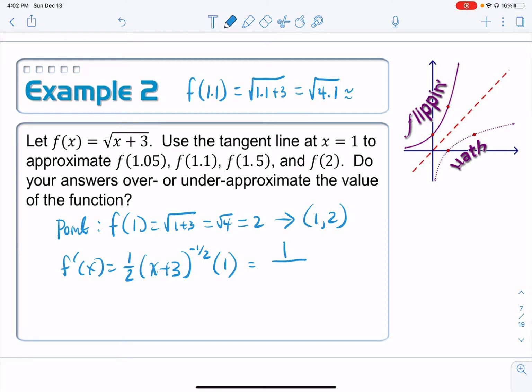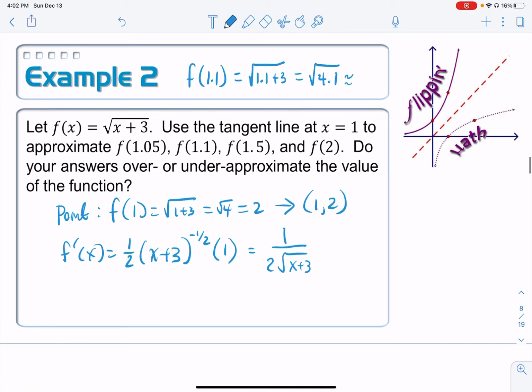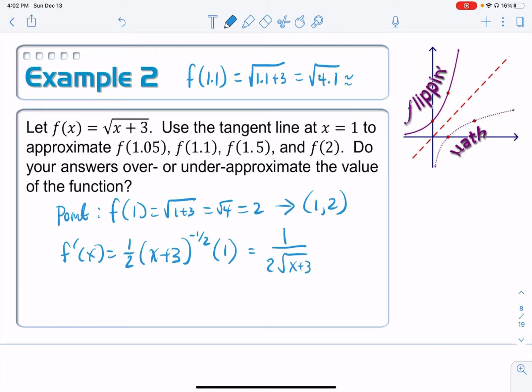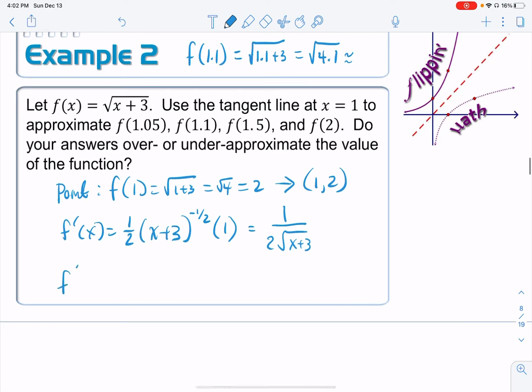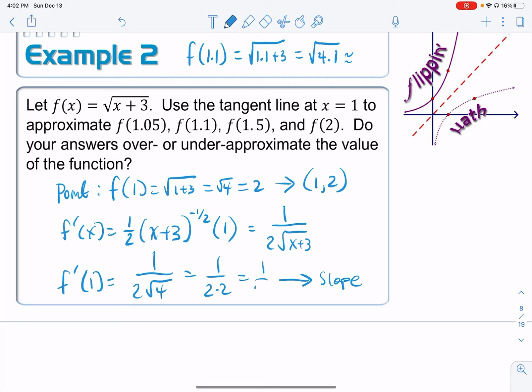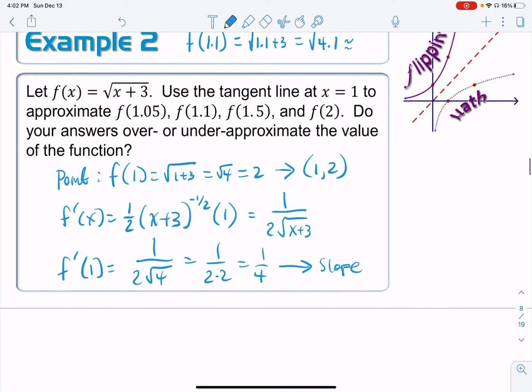All right, and then let's rewrite this to make it look pretty: 1 over 2 square root of x plus 3. There we go. And specifically, we needed to evaluate that at 1. So f prime of 1 is equal to 1 over 2 times the square root of, which we already found, 4, which is 2, which is 1/4. All right, so here's our slope. I've got my slope, I've got my point.